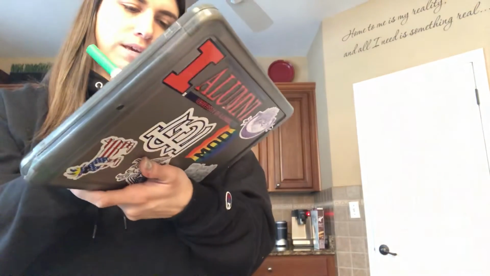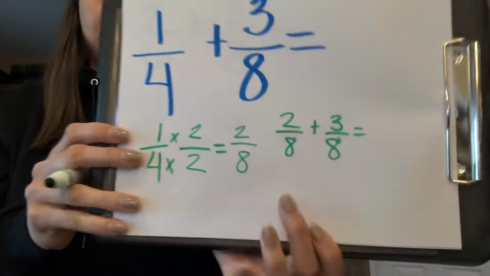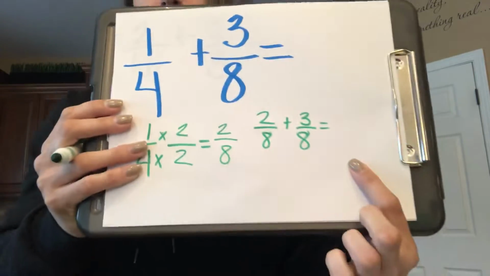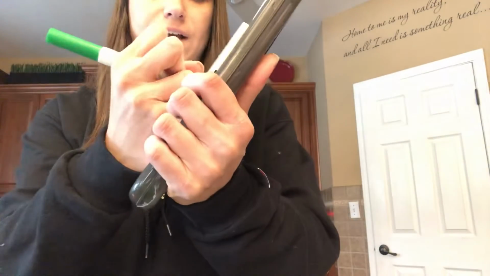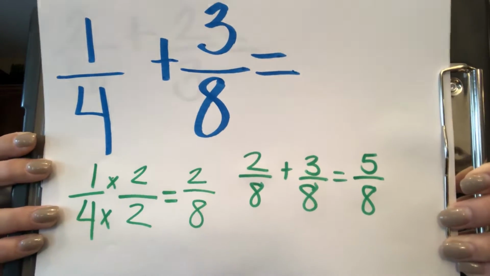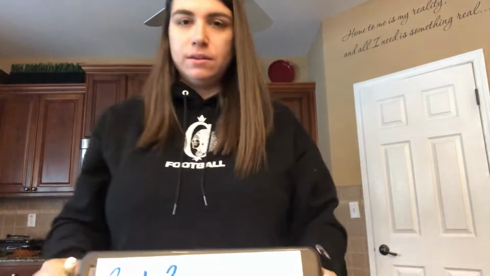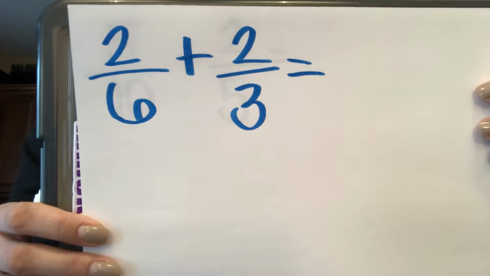So I'm going to take 2/8 plus 3/8. And now the denominators are the same, so the 8 can stay the same on the bottom. And 2 plus 3 is 5. So you should have gotten 5/8. All right, the next one, same thing. If the denominators are different, you can't add them together, so you have to change it. So the next one you have is 2/6 plus 2/3.